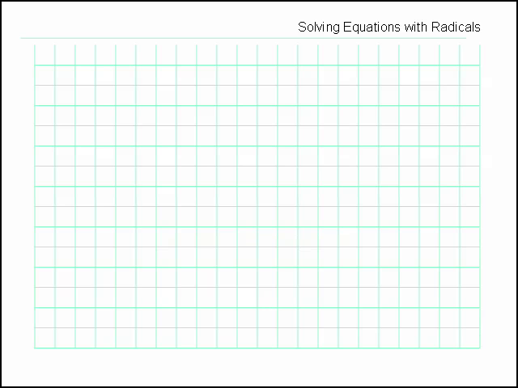Okay, this lesson is on solving equations with radicals. We're going to start with a very simple equation. We're going to start with this. Square root x equals 3. To solve an equation that has a radical in it, I square both sides.